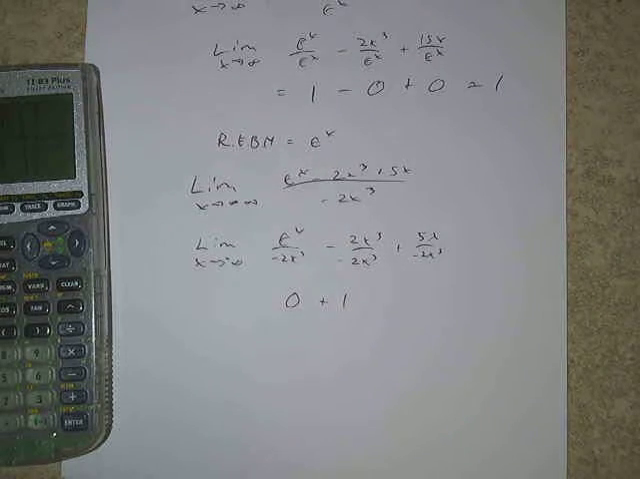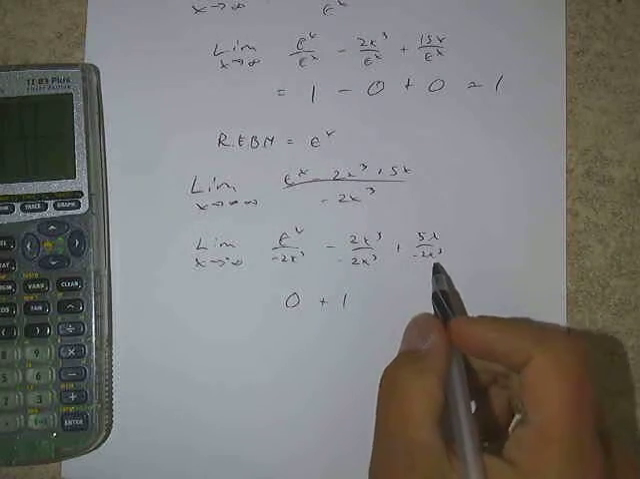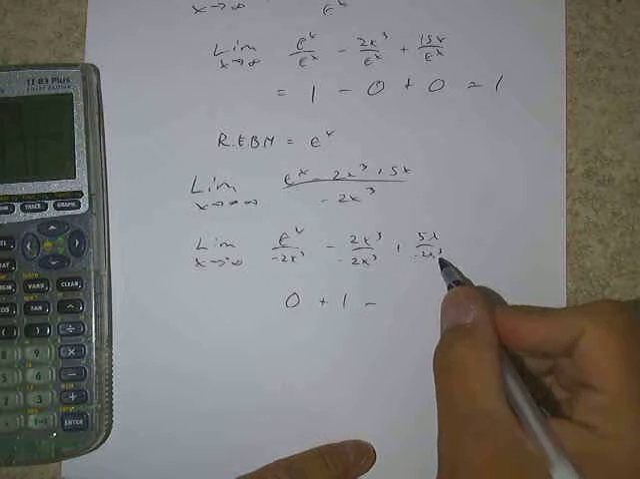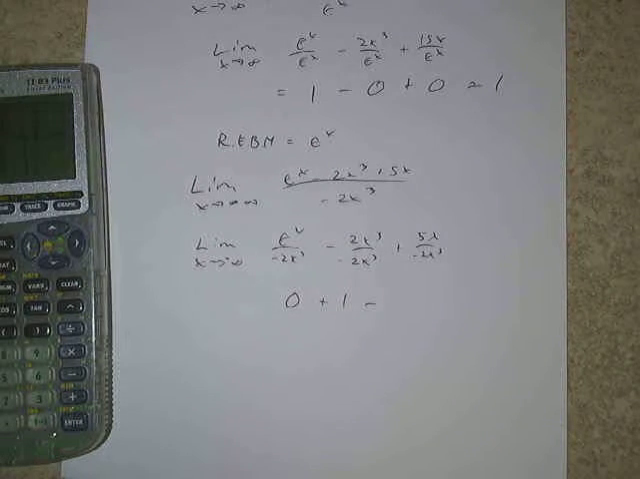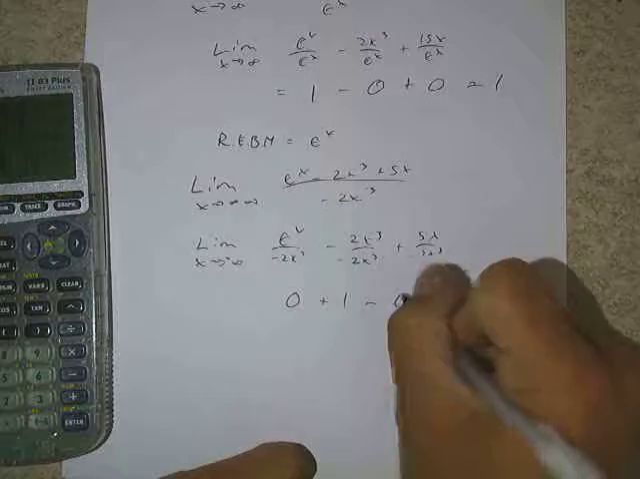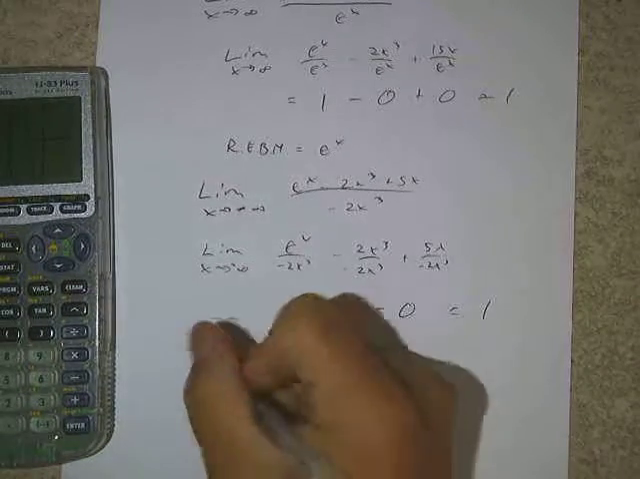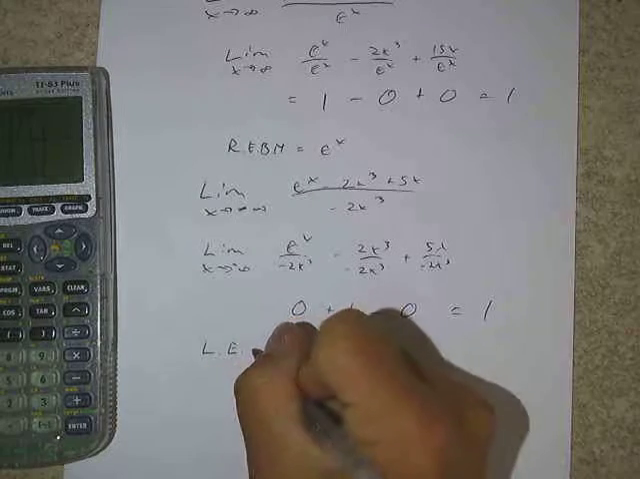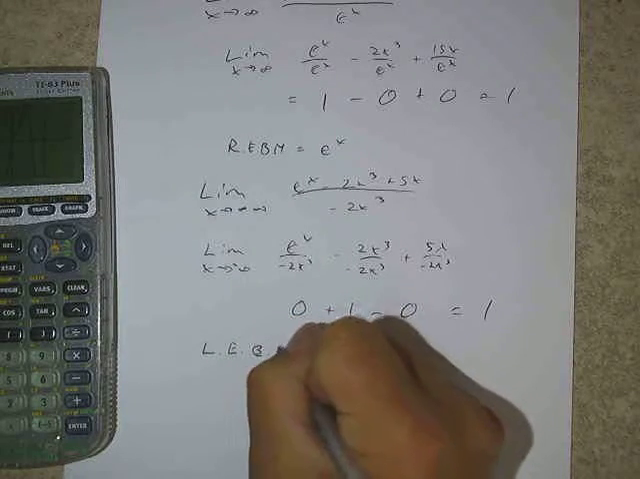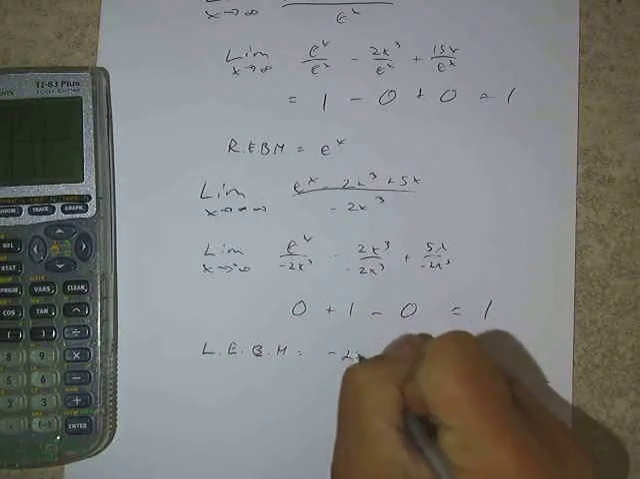And then how about this? Ultimately, it's going to be minus again, but the cubic is going to grow faster than the linear. So therefore, this is going to be also what? Also 0, and therefore we get 1 again. And so we can be assured that our left end behavior model is negative 2x cubed.